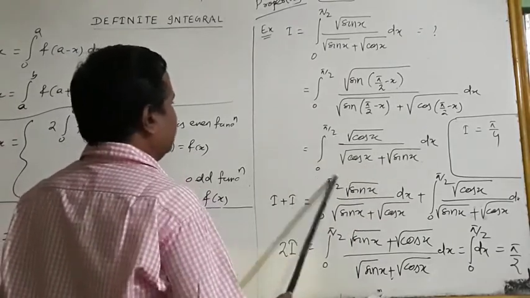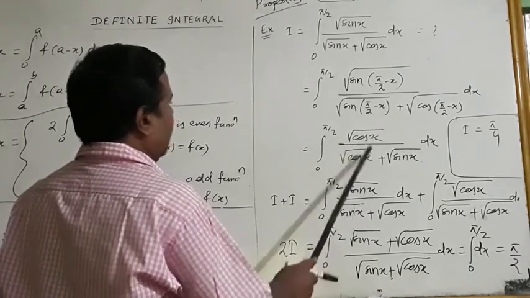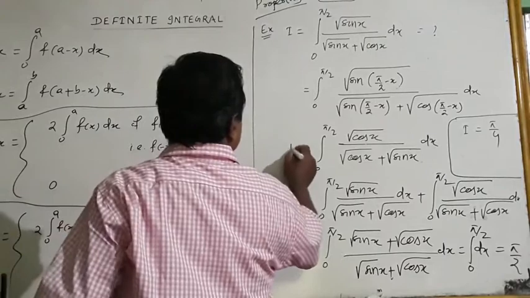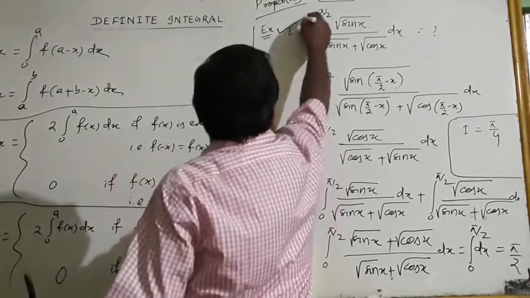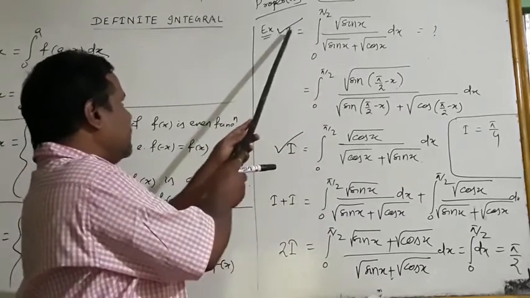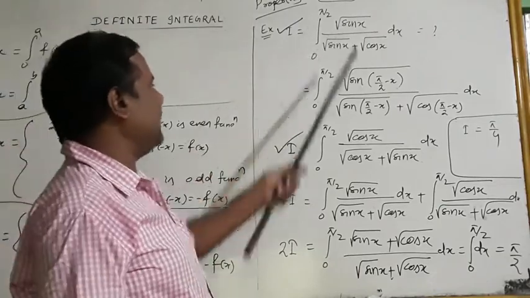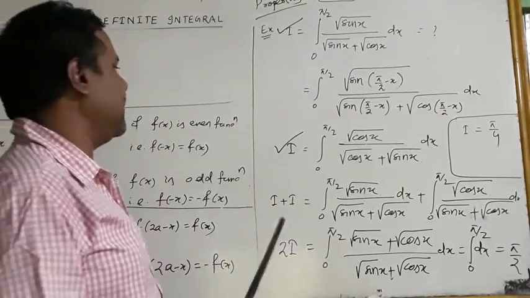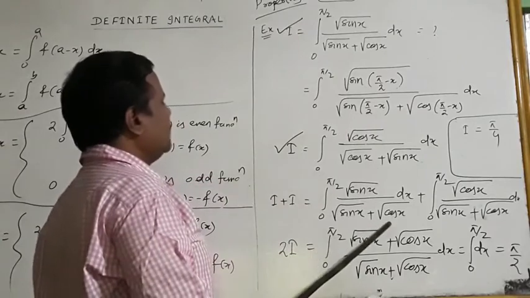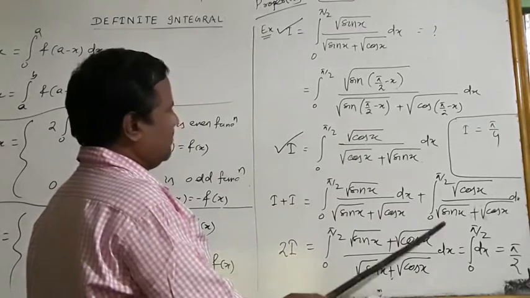So from 0 to pi by 2, it is the integration of root cos x over root cos x plus root sin x. Now look at here, it is one I, here is another I. Now this is equal to this. Now I am adding this I with this I. Then you will ask me, sir, why are you adding this I plus this I? You just look and see what I am doing. I am writing this I as root sin x by root sin x plus root cos x, and then this I as root cos x by root cos x plus root sin x.